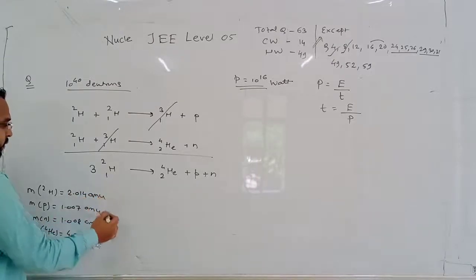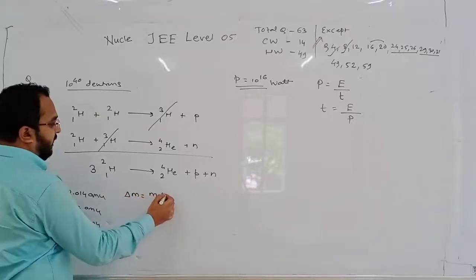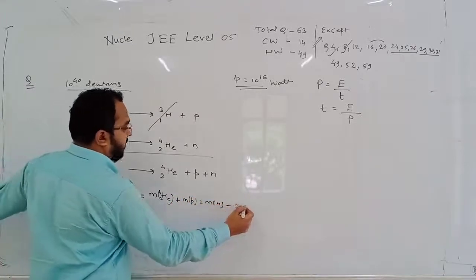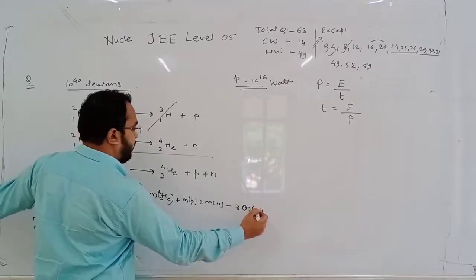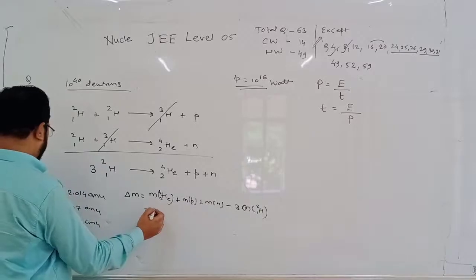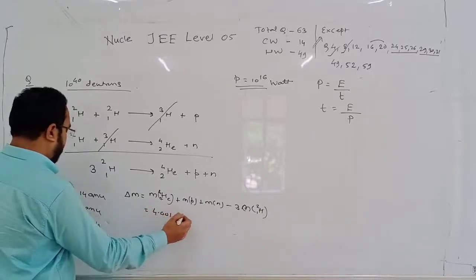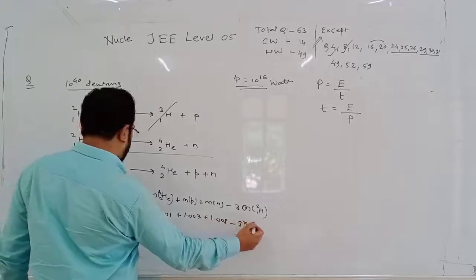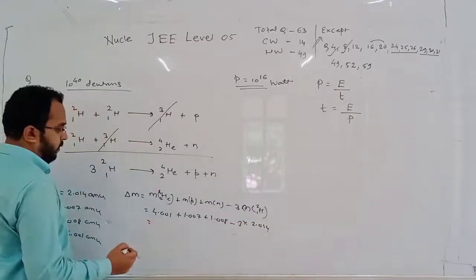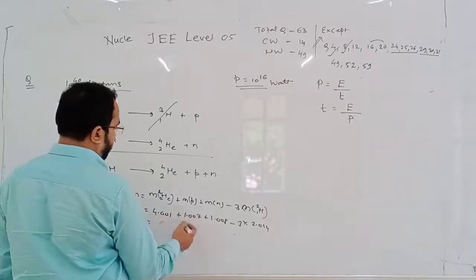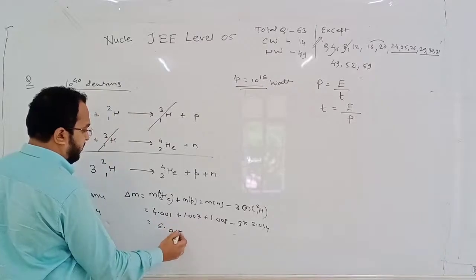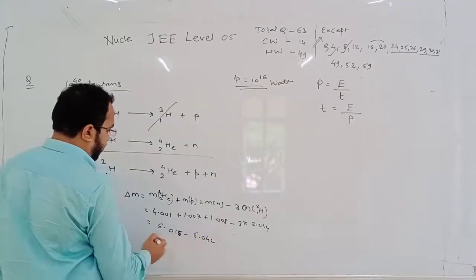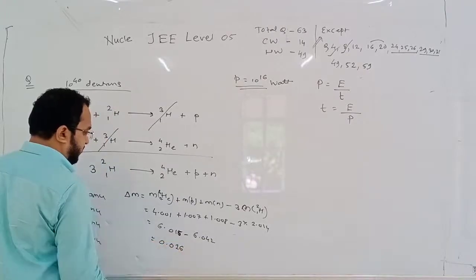So delta M will be equal to mass of helium plus mass of proton plus mass of neutron minus 3 times mass of deuterium. So this will be mass of helium 4.001 plus mass of proton 1.007 plus mass of neutron 1.008 minus 3 into 2.014. So it will be 6.015 minus 6.042. So it will be 0.026.